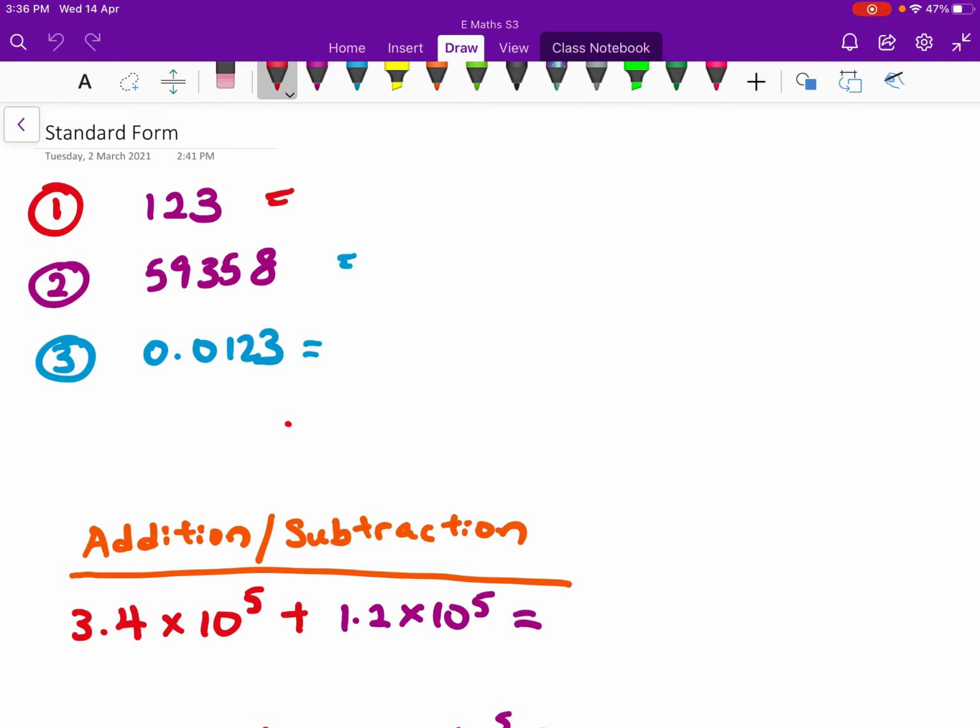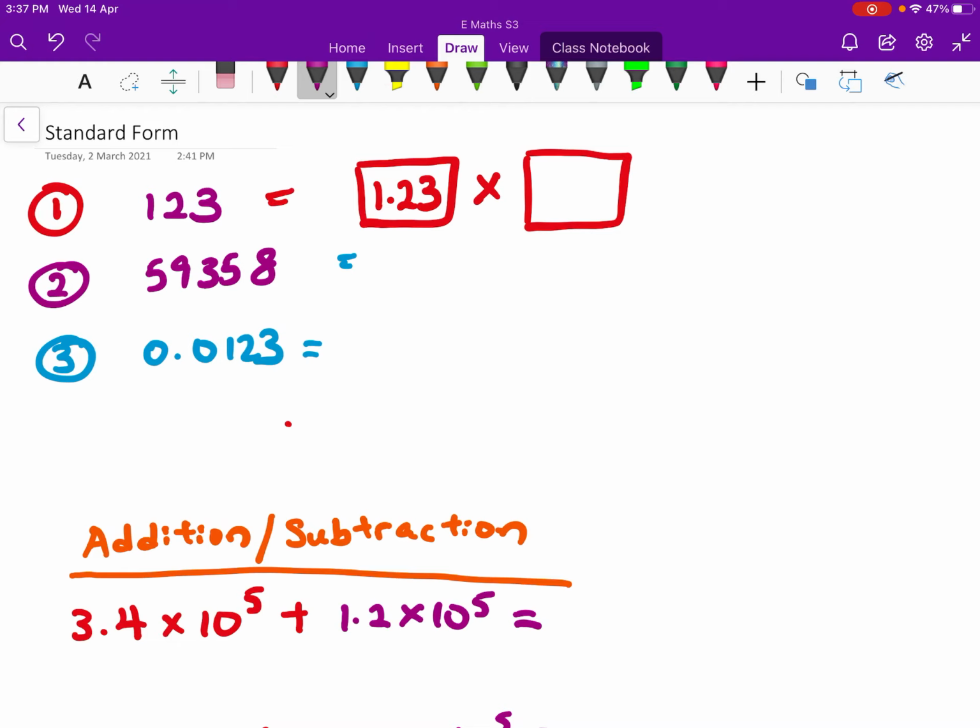Okay, so let's take a look at our 123 first before we look at a bigger number. So 123, how do I express it in standard form? Remember for standard form, there are two numbers, something times something. The first number must be less than 10 but more than 1. So I should put my 123 in terms of 1.23.